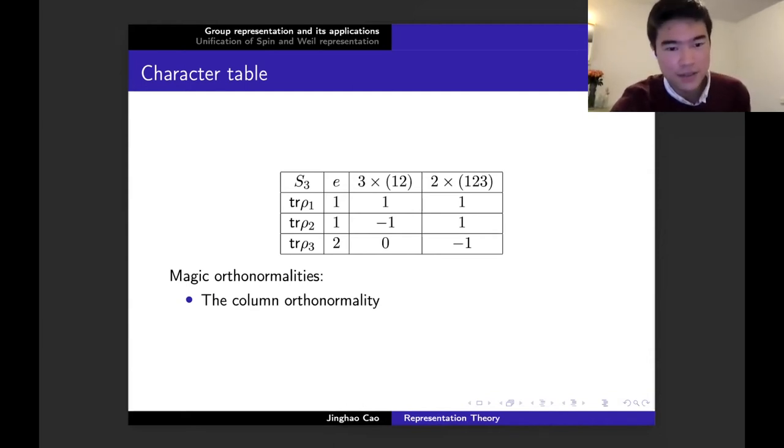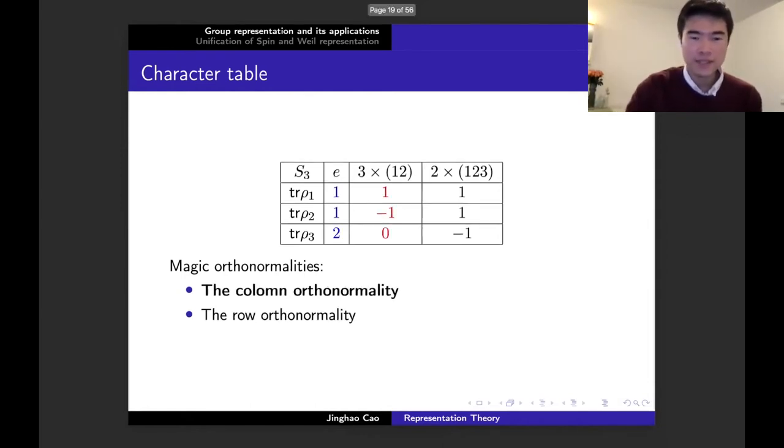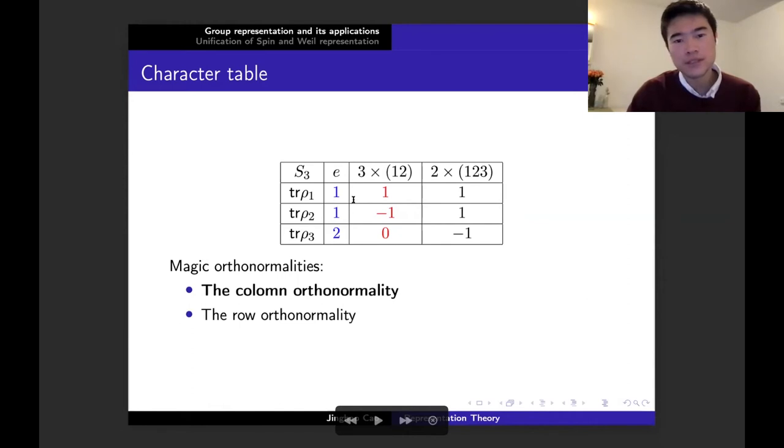The first fun fact is that we have column orthonormality. If we take a look at two columns, I highlighted the first and second one, and view them as vectors, 1, 1, 2 over here, and take the inner product with itself, it's going to give us 1 + 1 + 4, which is 6. If we divide it by the cardinality of the group, 6, it's going to give us 1. The same applies for the red column and the third column as well. What's also worth noticing is that if we take these two vectors and take the scalar product, it's going to be 1 - 1 + 0. So that's 0. That basically means the columns are also orthogonal to each other.